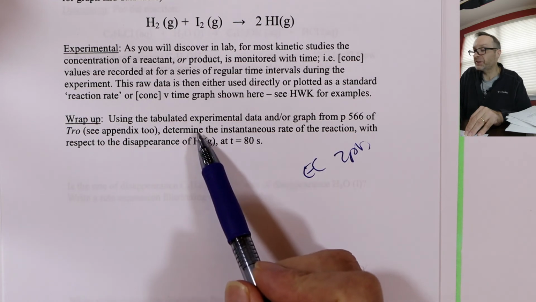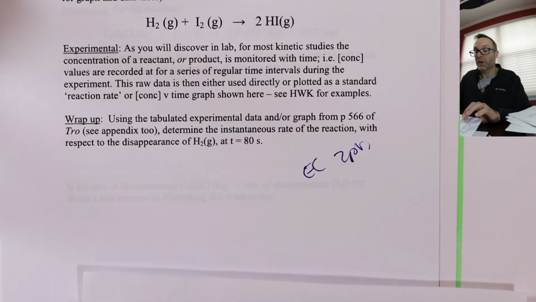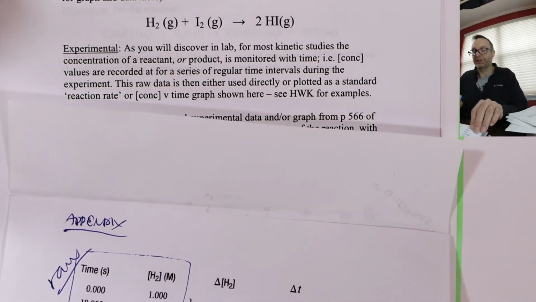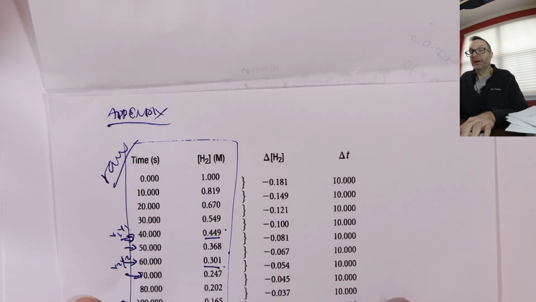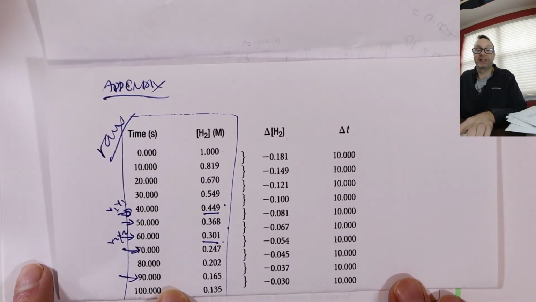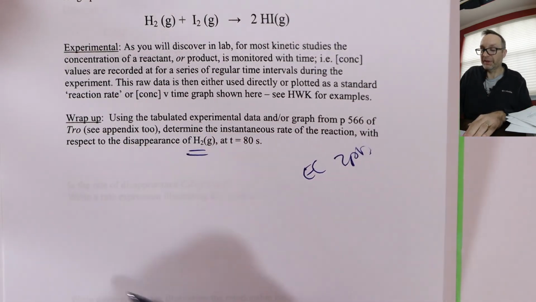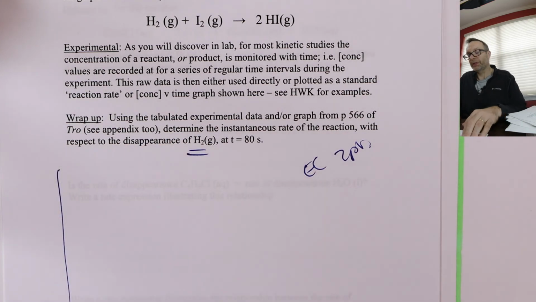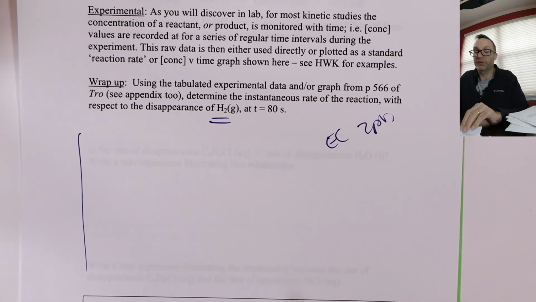So using the tabulated experimental data, that's this, work out the instantaneous rate with respect to the disappearance of hydrogen. So that's the hydrogen numbers, of course, at 80 seconds. So you're going to have to do the straddling, do the 90 number, do the 70 number. Show me the math, so you can send me back this one page with the math done here. Okay, maybe work it out, take a picture, email it, right? That's fine. Okay. All right. Have that, 2 points.